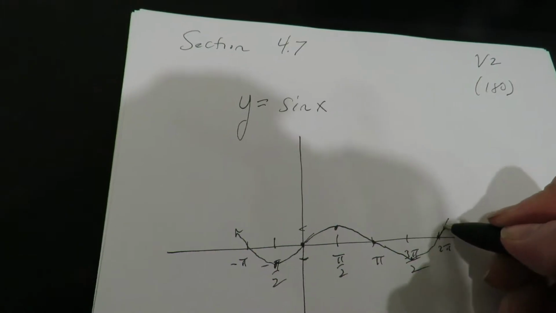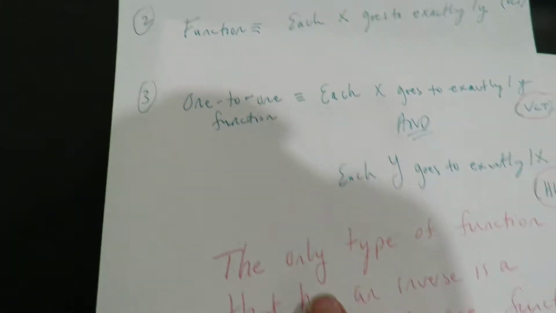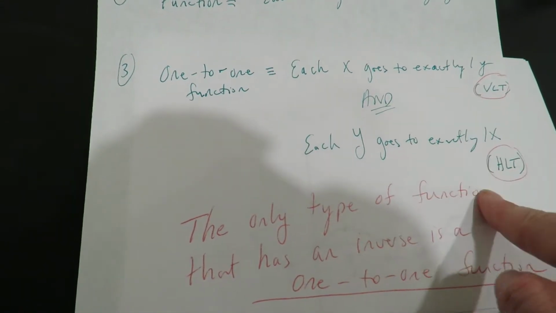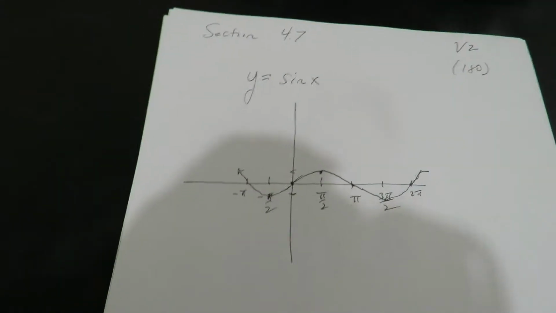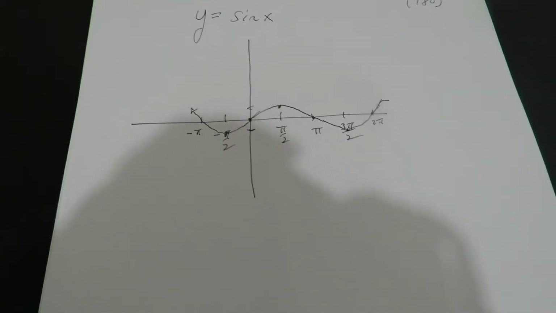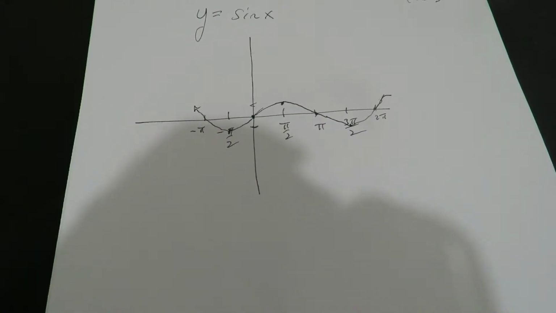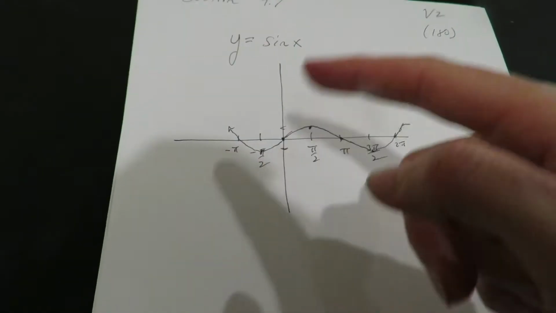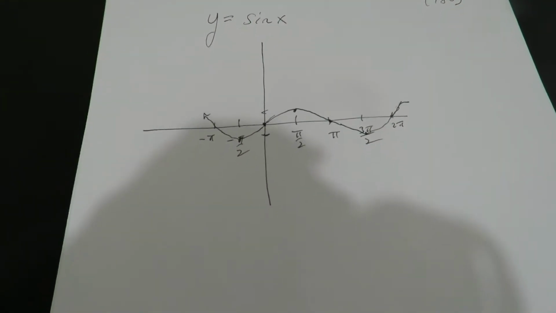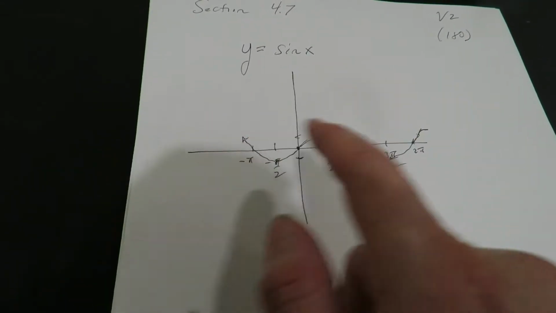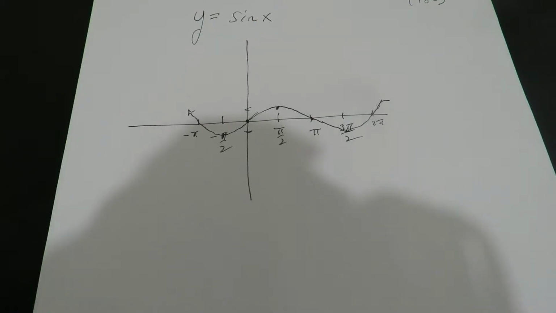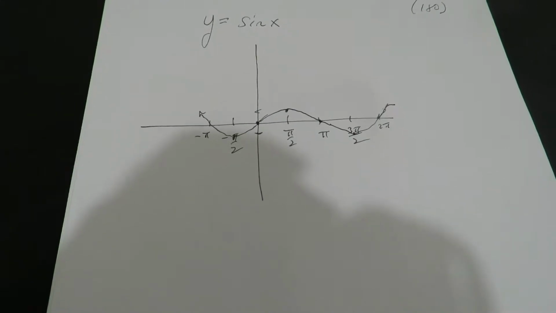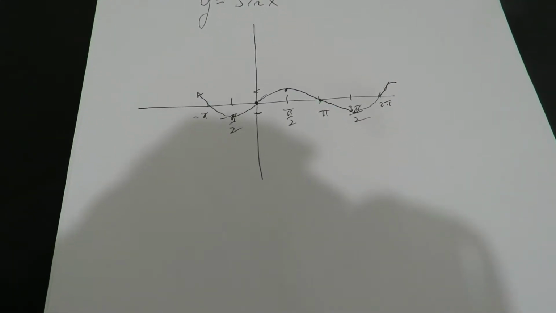Now if you remember what we said before, we said that an inverse has to be 1 to 1. And a 1-to-1 function passes the vertical and the horizontal line test. So I want you to look at this sine function and tell me if you think it's a 1-to-1 function. Do you think it passes the vertical line test? If you draw a bunch of vertical lines, yes, it does. Does it pass the horizontal line test? No, it fails it miserably.